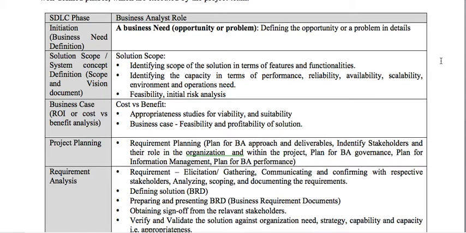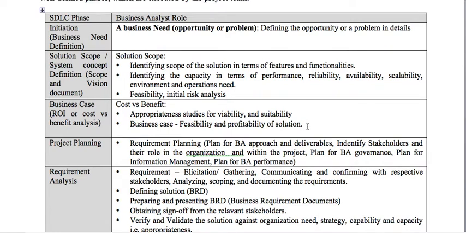Those are the deliverables. In the next phase, we talk about the business case, that is the return on investment or cost versus benefit analysis. In this, we prepare the cost versus benefit analysis, that is the appropriateness of the studies for viability and suitability. We also prepare the feasibility and profitability of the solution. What are the investments, what are the profits, in terms of tangible and intangible benefits, are best calculated. And one part is missing.